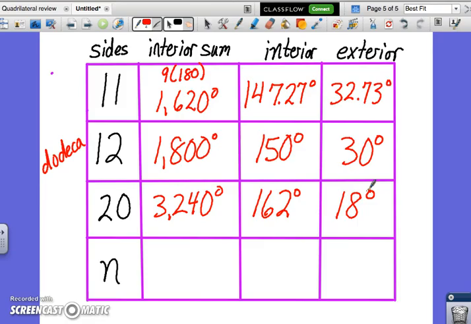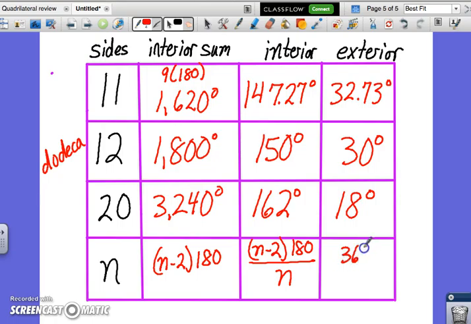So the last one is n-sided. What happens if we have n sides? The sum of the interior angles, remember we said the formula was n minus 2 times 180. So there's our formula. How do we find one interior angle? That's going to be n minus 2 times 180 divided by n. How do we find the exterior angle? That one's easy. It's simply 360 divided by n.